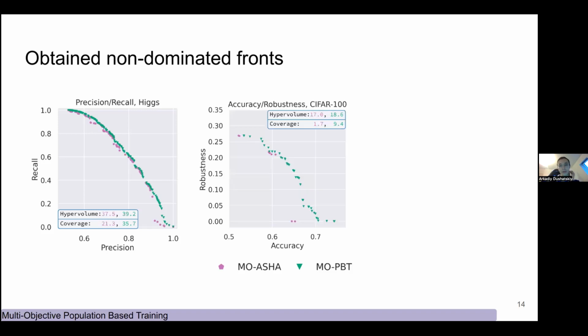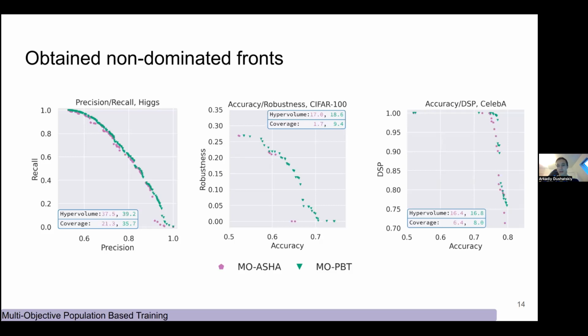A different example, the CIFAR-100 dataset. Here we see a similar picture. So the MO-PBT front has much more solutions. So for a practitioner, it means many more options of different trade-offs between accuracy and robustness to choose from. And quite a similar picture on accuracy versus fairness on the CelebA dataset. So better performance in both quality of solutions and diversity of them.